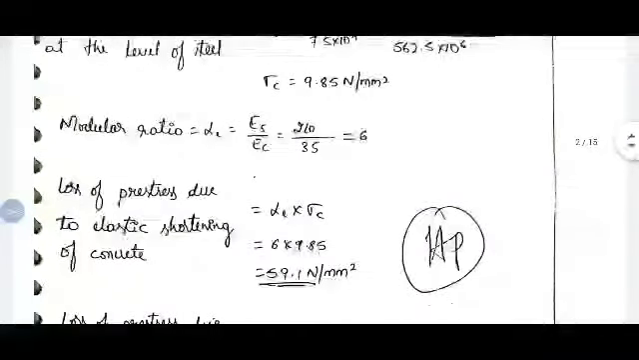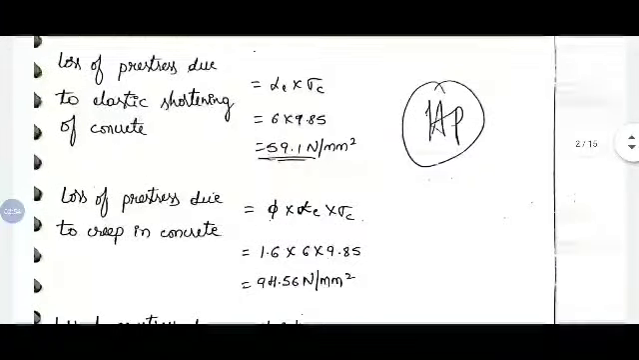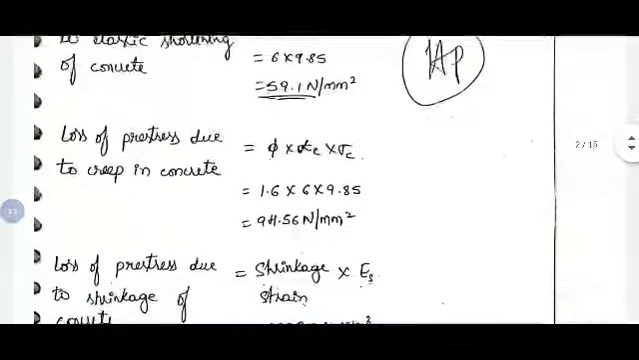So first, loss due to elastic shortening, alpha e, that is modular ratio into sigma c, we will get 59.1. Loss due to creep in concrete, here creep coefficient is given, so you need to go with the creep coefficient method, that is creep coefficient into modular ratio into stress in the concrete at the level of steel, that is sigma c. So phi is 1.6, modular ratio 6, and sigma c is 9.85. We will get 94.56.